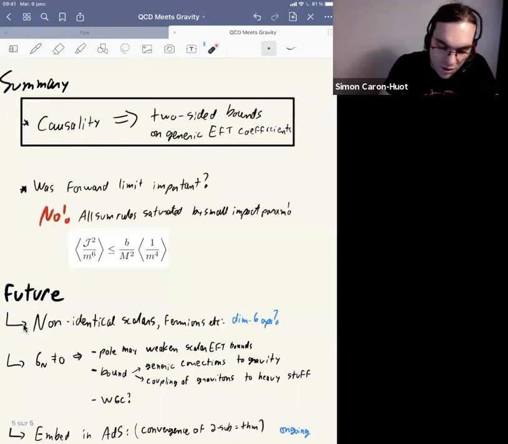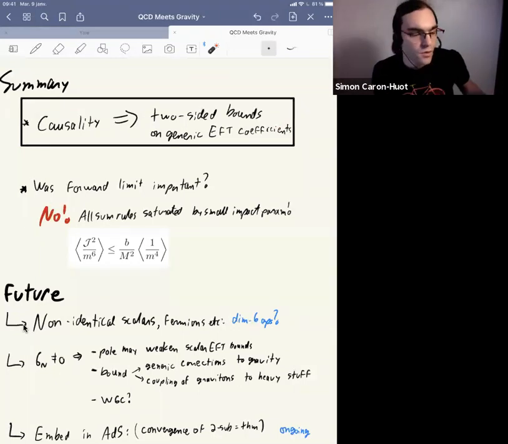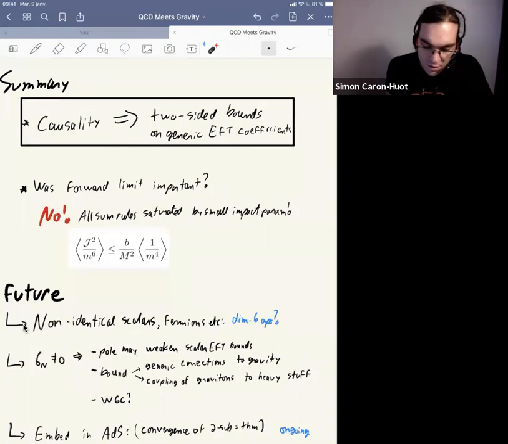So in summary, causality implies dimensional analysis somehow. Causality implies dimensional analysis scaling precisely in the sense that you get two-sided bounds on EFT coefficients. But somehow I think it's a new and interesting observation.